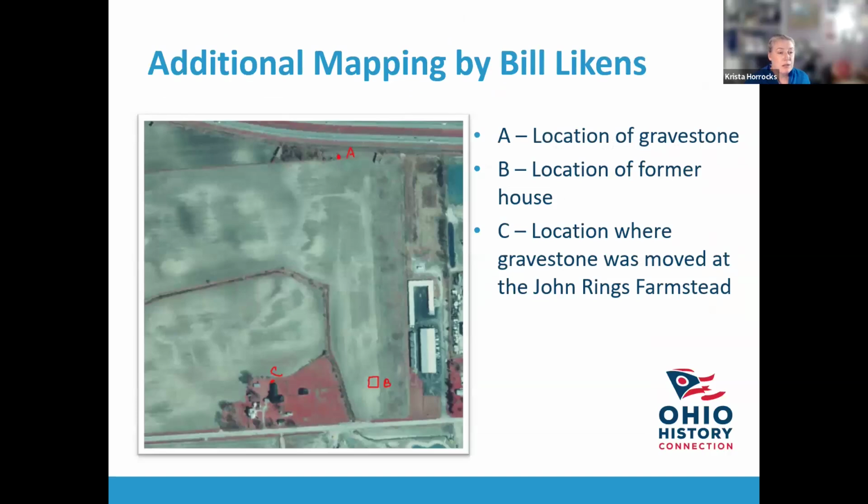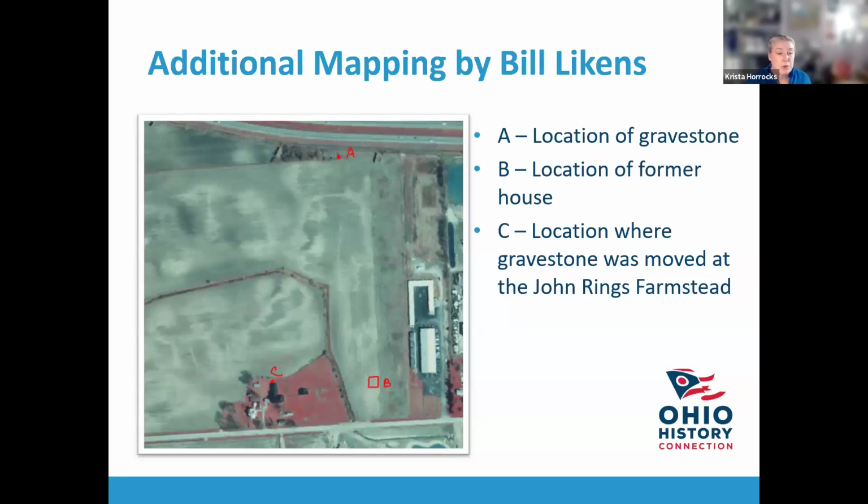Through the course of the project, the cultural resource firm that was hired on to work on the project was able to get in touch with Mr. Likens, and he recorded additional information about his discovery from memory. So he provided this map showing where he found the gravestone, which is location A, in relation to the Rings farmstead that used to be on the property.